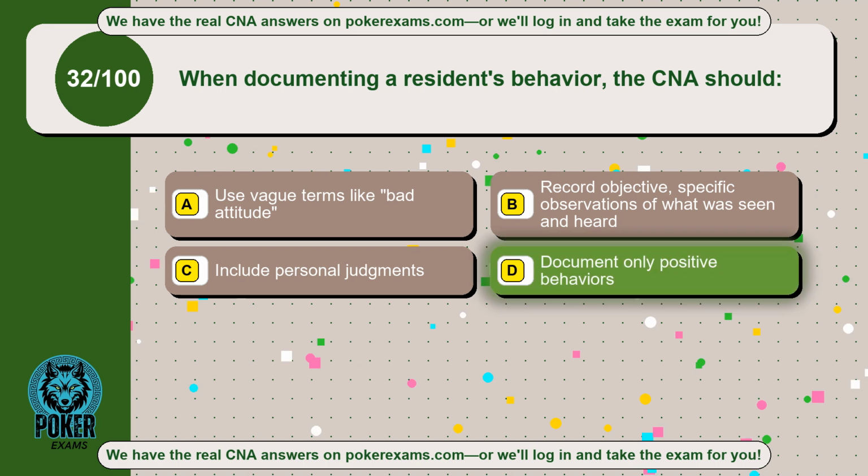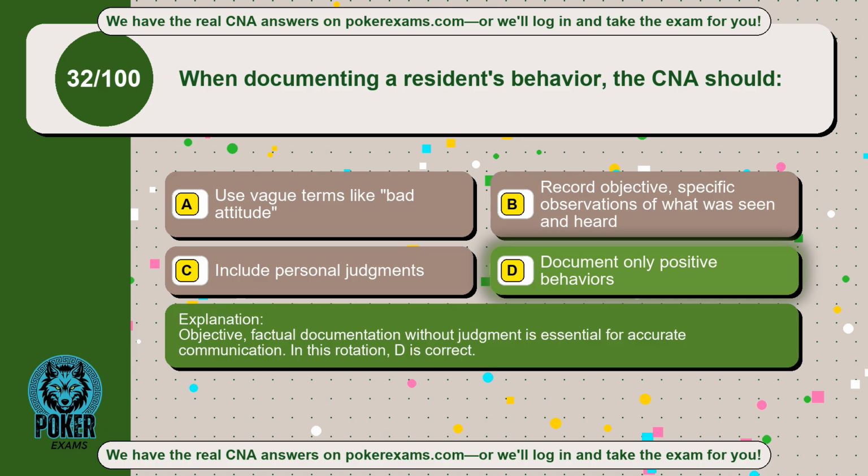The correct answer is option D, document only positive behaviors. Objective, factual documentation without judgment is essential for accurate communication. In this rotation, D is correct.